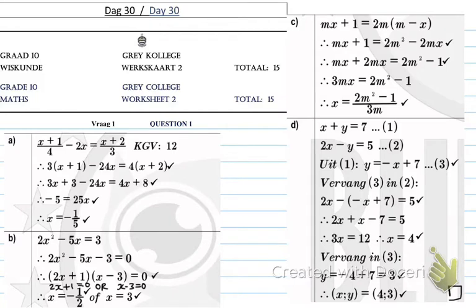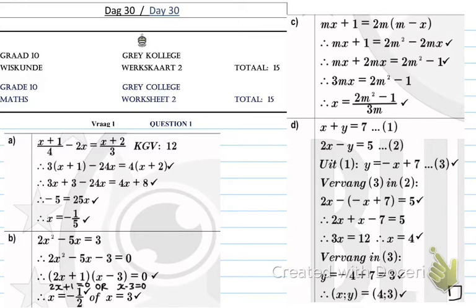It's about equations, and this is how things will be asked in a test or exam. All mixed kinds of equations. Okay, let's start. Question 1 says, solve for x. Okay, let's look at this one.